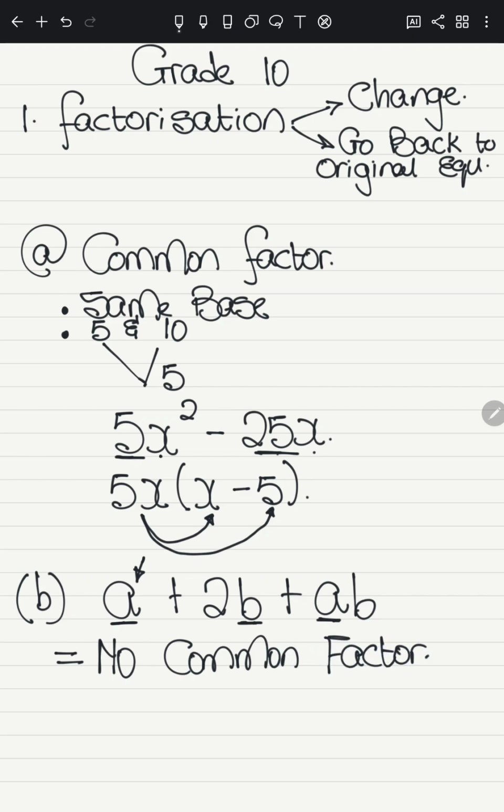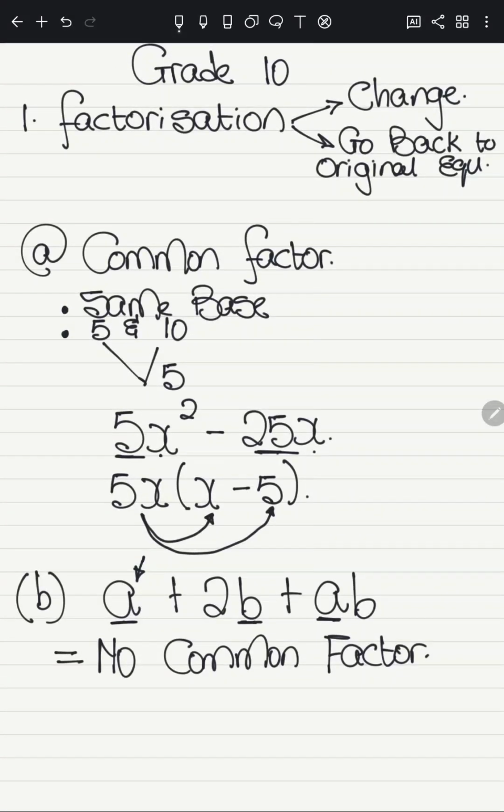So we want you to understand that something becomes common if it is common in all the terms that you are seeing. But if something is not repeating in all the terms, then it cannot become a common factor.